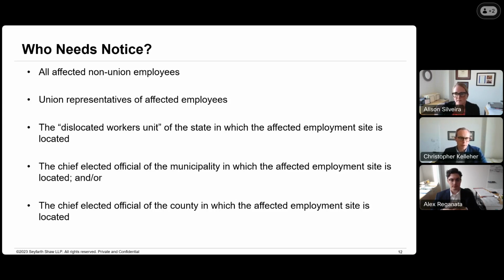Notice must also go to the chief elected official in the municipality or county. Typically, we're talking about the mayor. It could be in various types of municipalities. It could be the municipal board, whatever it may be. So these are the individuals and entities who need to receive that notice. And the same notice can typically be utilized to comply with most state WARN type statutes, but as I mentioned, we're not going to be doing a deep dive on state WARN, so you want to obviously check with your counsel in terms of local state level WARN requirements.